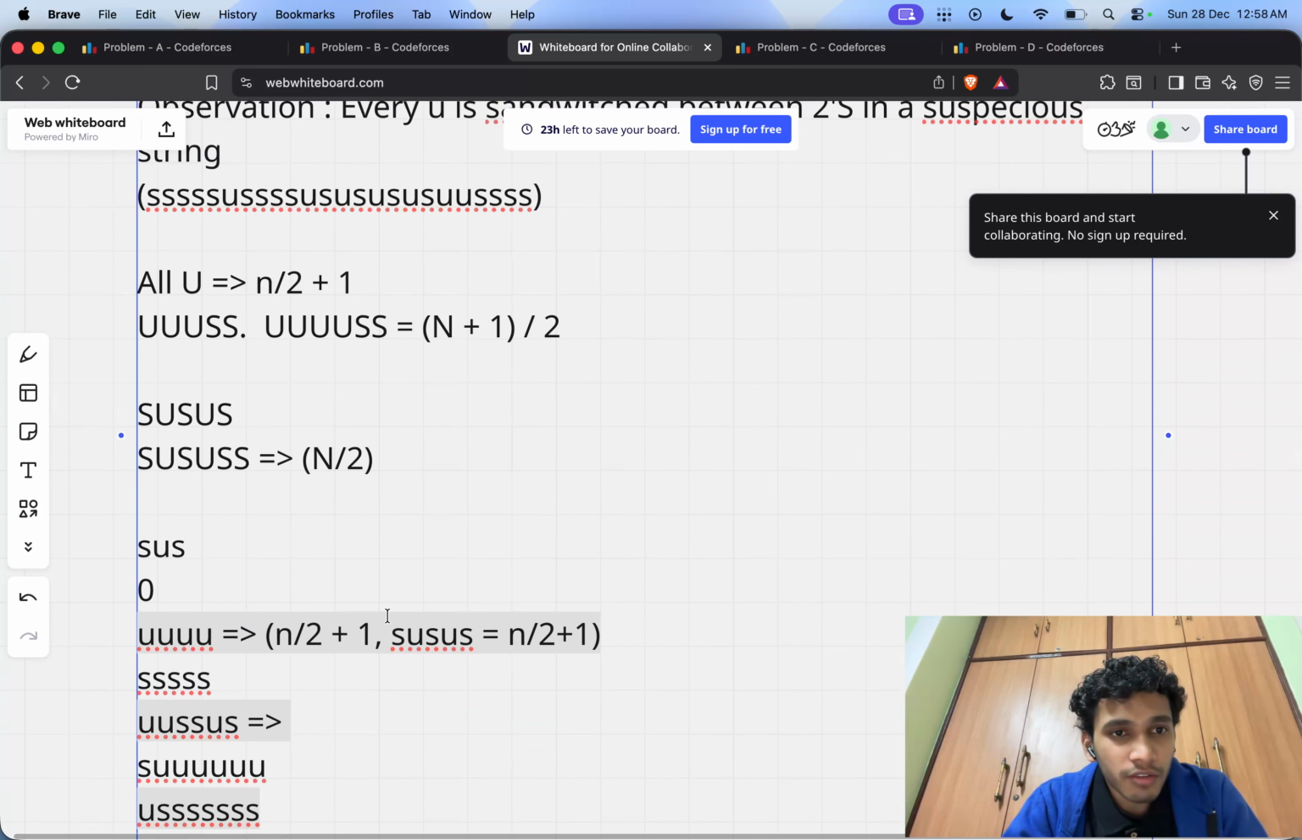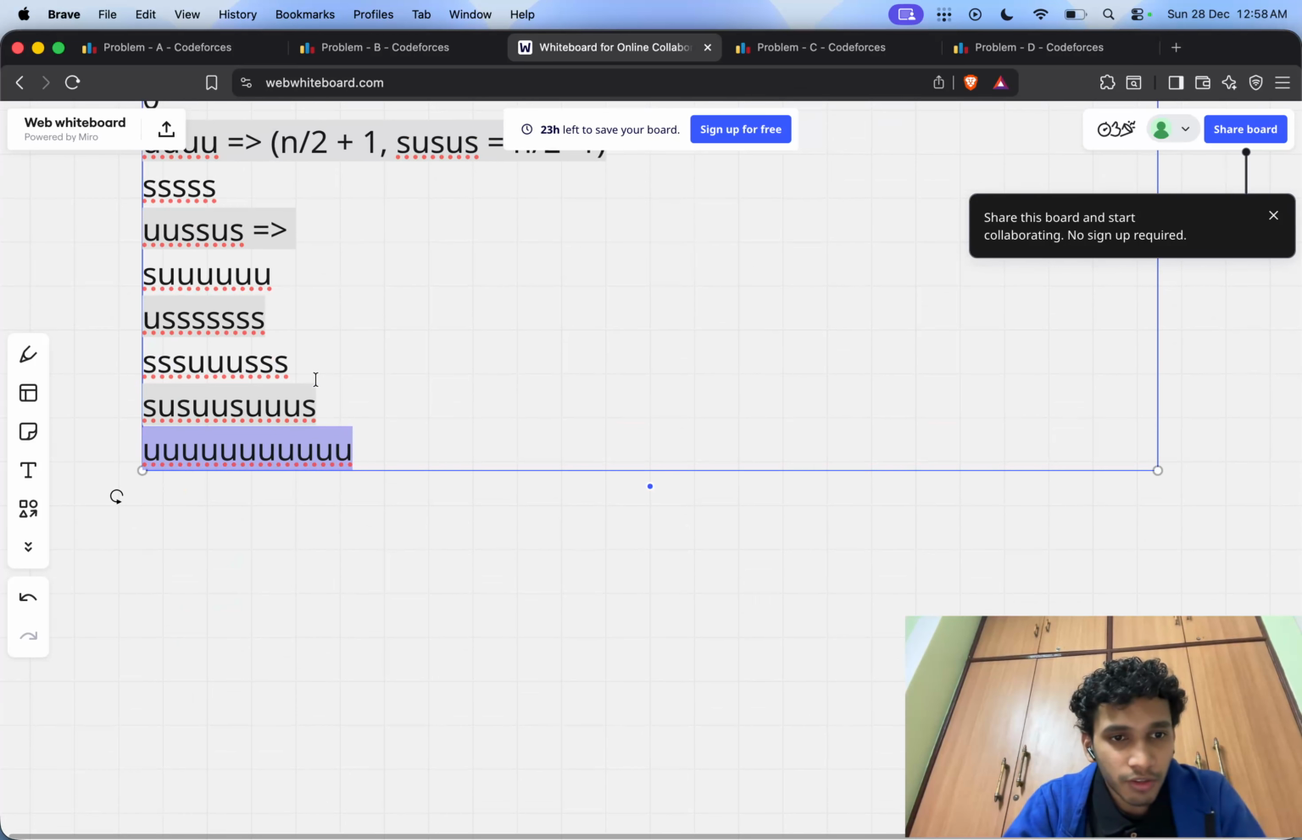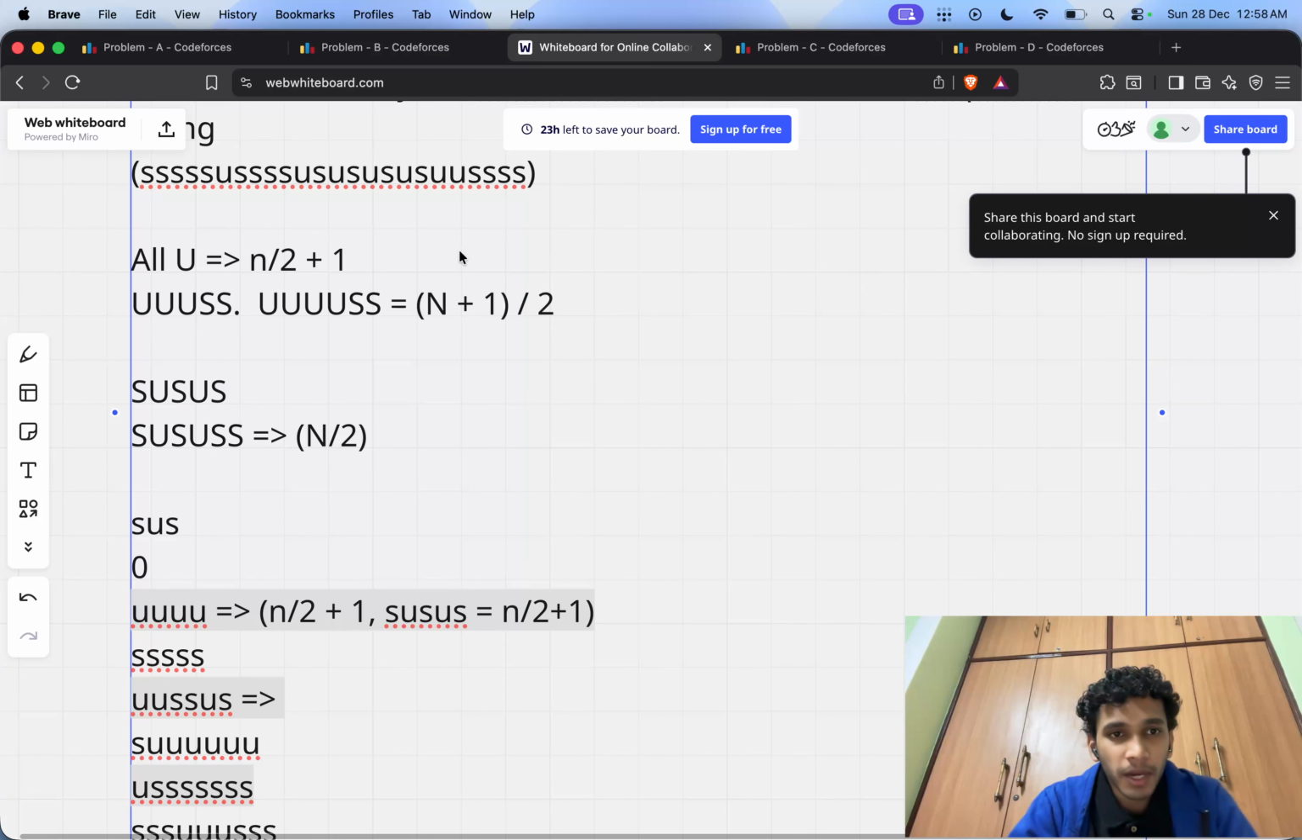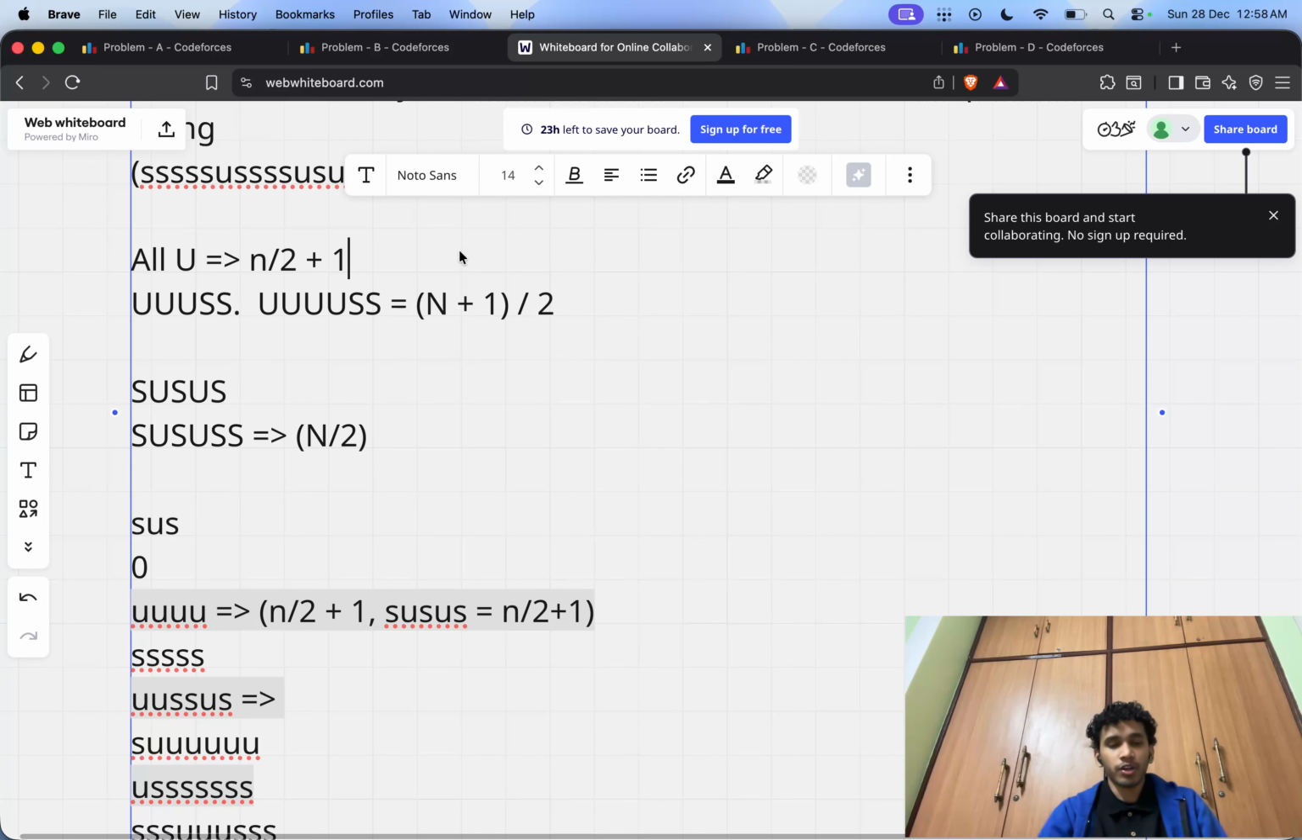Now for this, it is the very first scenario where all elements are U. So replace it with n by 2 plus 1. All right. What does n by 2 plus 1 mean? The floor of n by 2 plus 1. All right. Just divide it into odd and even scenarios and find out the answer.